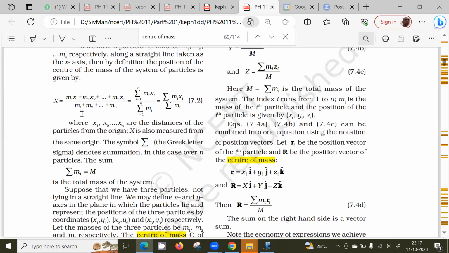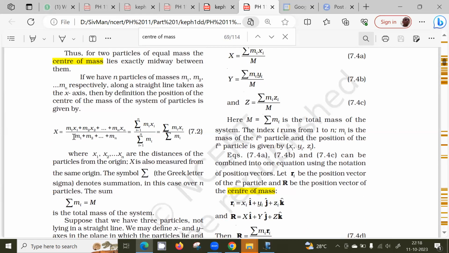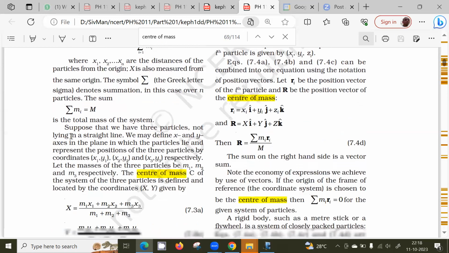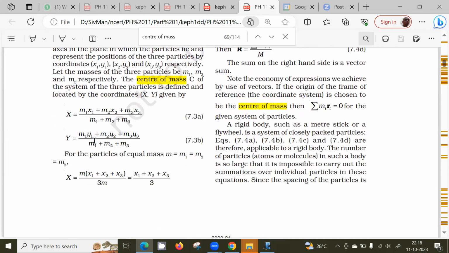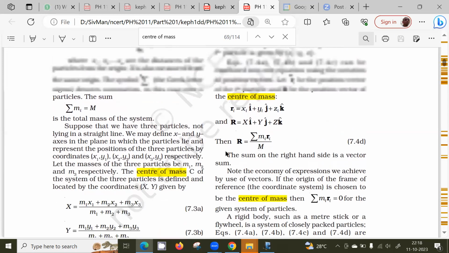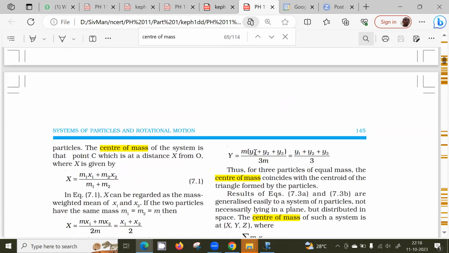So center of mass is defined, say there are n point masses and the locations are x1, x2, so on up to xn. The center of mass is this one. So I can rewrite this as x1 into some factor, that's m1 by total mass, x2 into some weightage, which is m2 by total mass. Okay, so these masses are all placed on the x-axis, but in general they can be placed anywhere. So all the masses will have some x coordinate, y coordinate, and z coordinate.